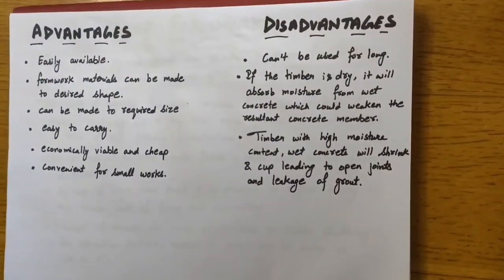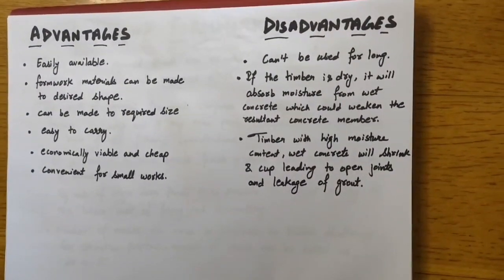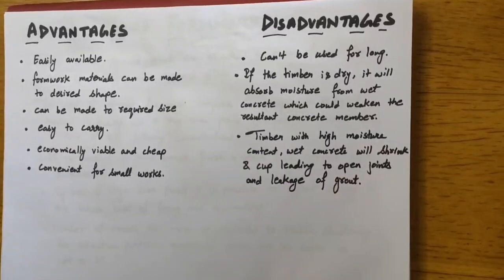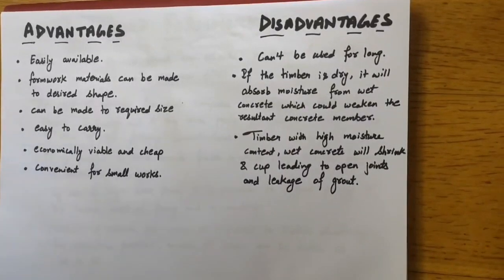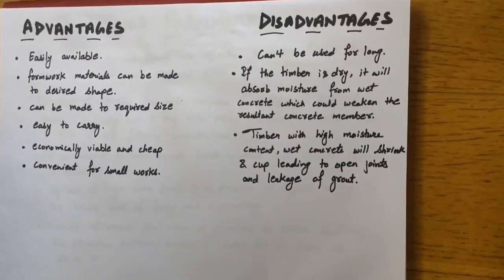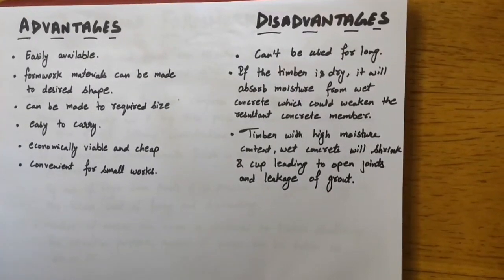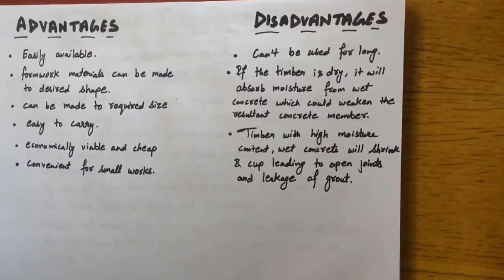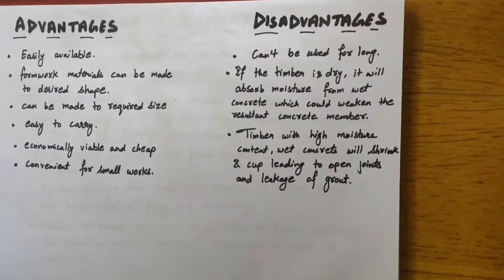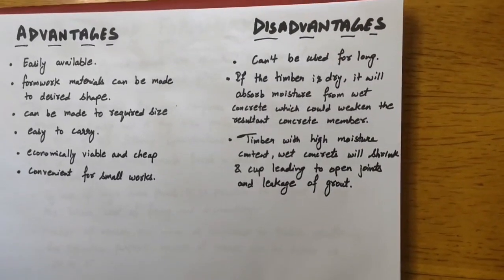So let's see the advantages and disadvantages of timber shuttering. The advantages are, it is easily available. As you already know, wood is available everywhere. So the availability is easy. Formwork material can be made to the desired shape. So these kinds of shutterings can be formed in any shape, whatever you want.